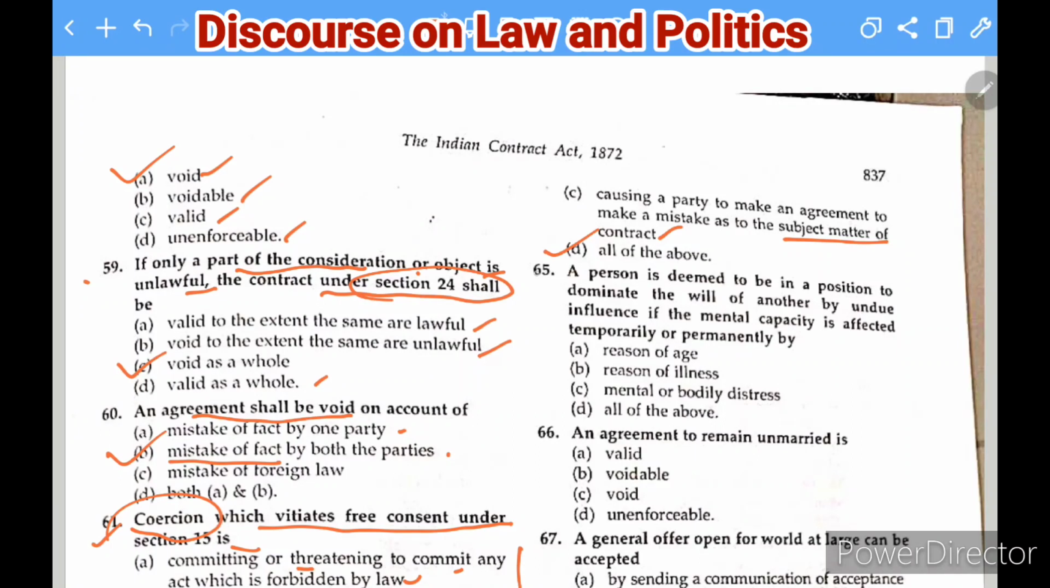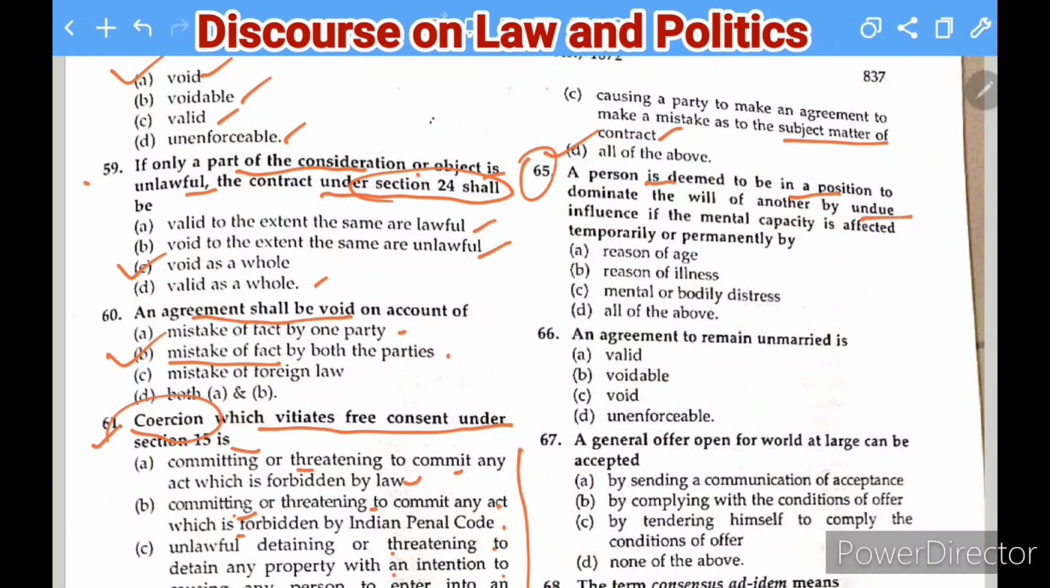Moving to the next question, question number 65. A person is deemed to be in a position to dominate the will of another by undue influence if the mental capacity is affected temporarily or permanently by reason of age, reason of illness, mental or bodily distress, all of the above. So a person would be deemed to have undue influence if the opposite party has mental capacity not well because of reason of age, reason of illness, mental or bodily distress. In these cases, it would be a case of undue influence.